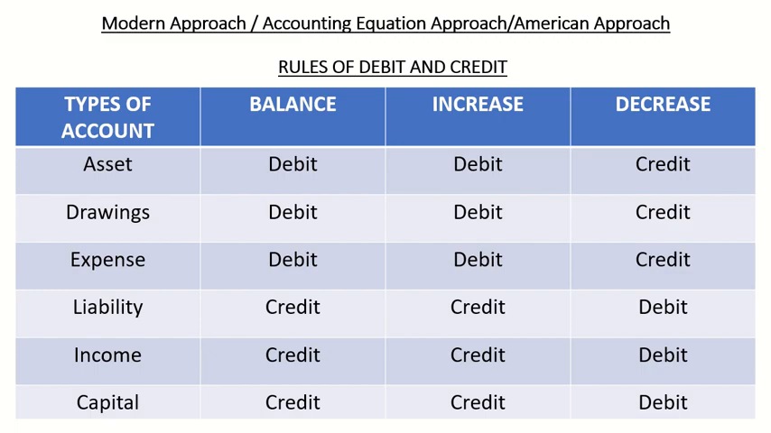I have written this in a table format. Here we have the types of account, balance, increase, and decrease. First, assets, drawings, and expenses are in one group. Liabilities, income, and capital are in another group. Assets, drawings, and expenses have a debit balance, and to increase them we will debit the account, and to decrease them we will credit the account. The second group, liabilities, income, and capital, have a credit balance. To increase them, we will credit the account. To decrease them, we will debit the account.